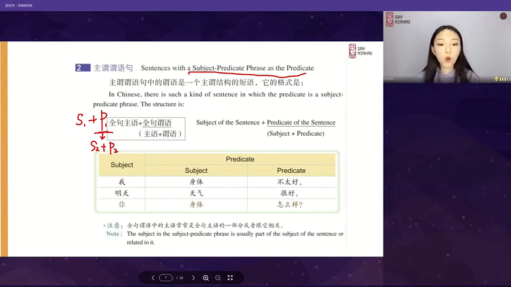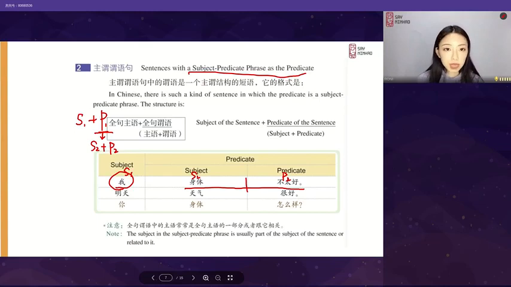The first one, 我身体不太好. For the whole sentence, 我 is the big subject, right? 我, me. And then the big predicate is 身体不太好. But inside this predicate, we can see 身体不太好 can act as a small sentence by itself, right? It has a subject, 身体, and 不太好, the adjectival predicate, right? The adjectives can act as a predicate. So this is the sentences with a subject predicate phrase as a predicate.